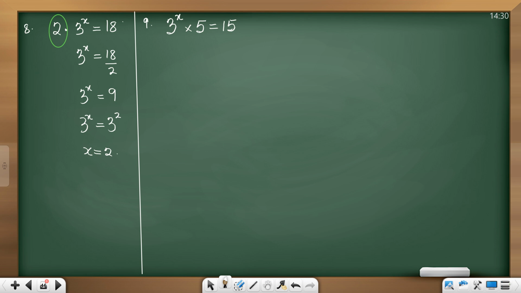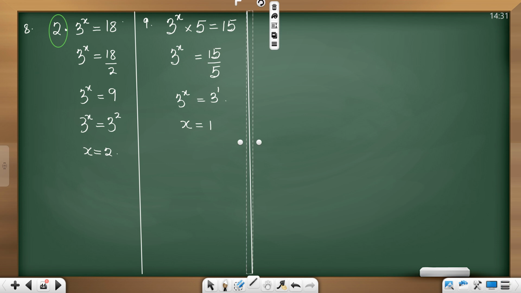Look at this. So clearly the 3 and the 5 are not of the same base. I cannot even use the laws of exponents. The only thing is to get rid of the 5, which is multiplying, comes over to the right hand side and divides. So 3 to the power x is 3. Lovely. But this is the same thing as 3 to the power 1. So x is equal to 1. Since the bases are the same, we can equate the powers. I'm doing the same type of activity again for you.